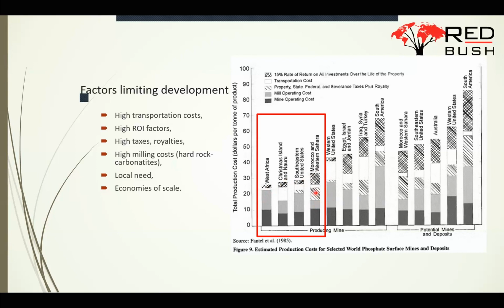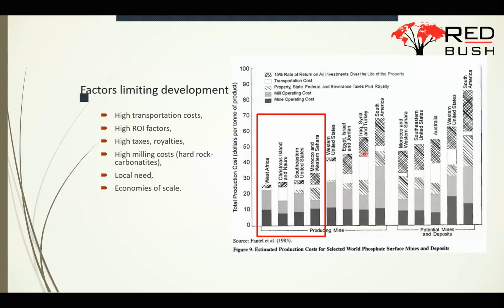And I don't know how they don't seem to distinguish between royalties to the government and profit to the shareholders. So there's a few questions there, but they're still relatively inexpensive operations. Then we go to Idaho. A lot of these are underground mines. Okay, so they're expensive. Egypt, Israel, and Jordan. Some of these are also underground mines, which is why they're expensive.